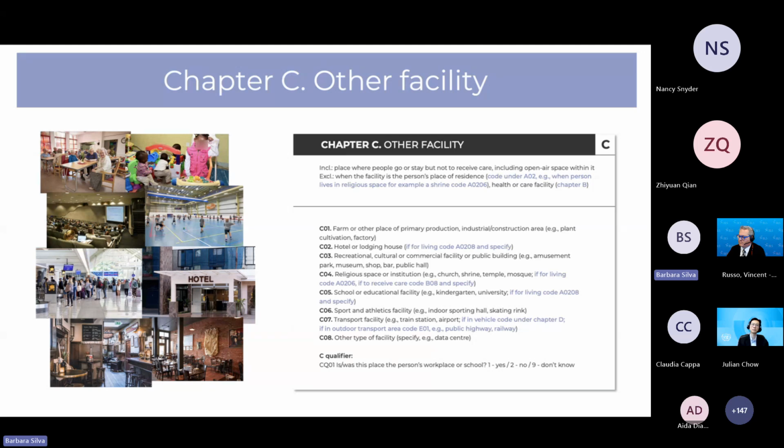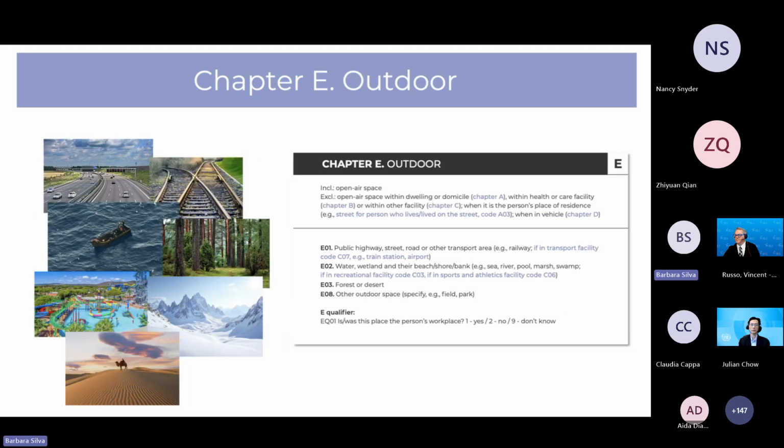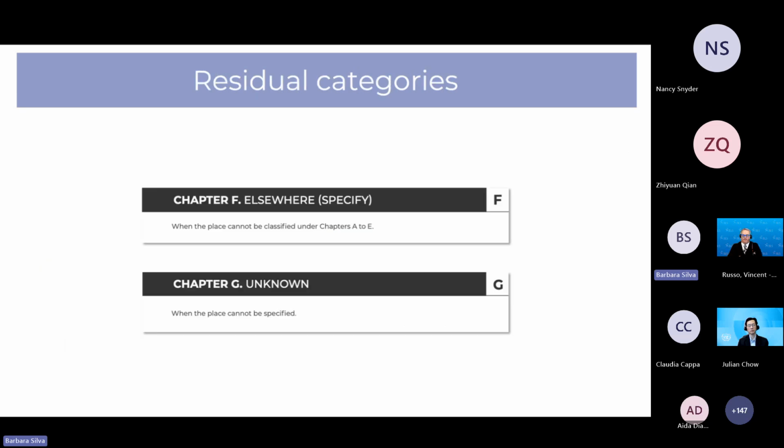Chapter C captures other facilities. These are places where people go or stay, but not to receive care. And they comprise places such as hotels, recreational or cultural facilities, schools, and sports facilities, for example, amongst others. Chapter D allows us to identify whether the person was or is in a vehicle. And in here, we felt it was important to specify ambulances. And in the qualifiers, you also see that we ask whether the person was being transported to or from a health or care facility. Chapter E comprises outdoor open-air spaces like the street, the sea, forests or desert, for example, among others. And then the 2 last residual categories.